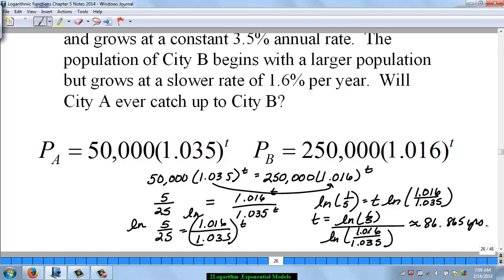That is where population A will equal population B. So in essence, you've answered the question because it caught up. They now equal each other. So that would be the answer.